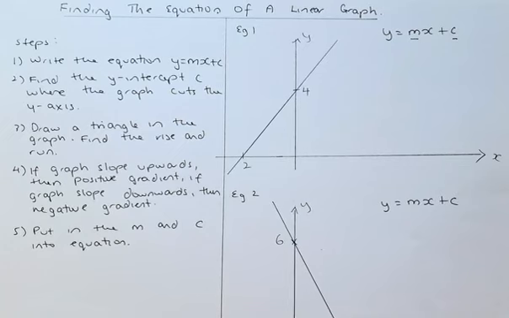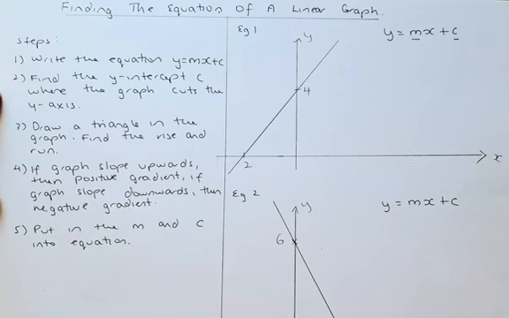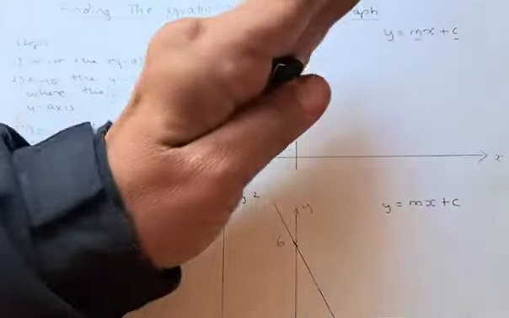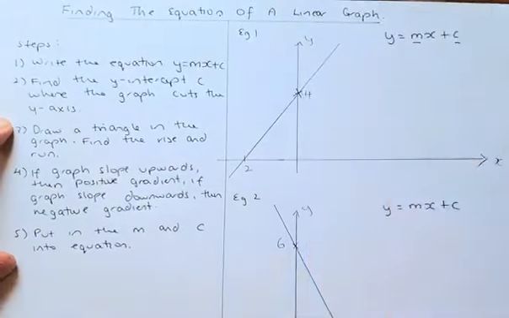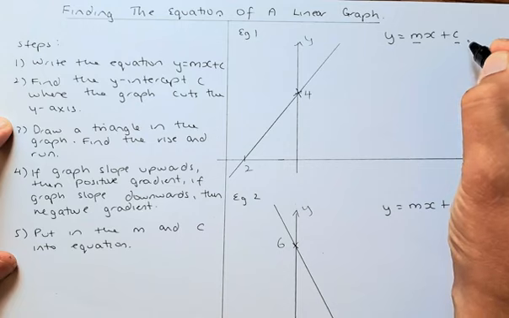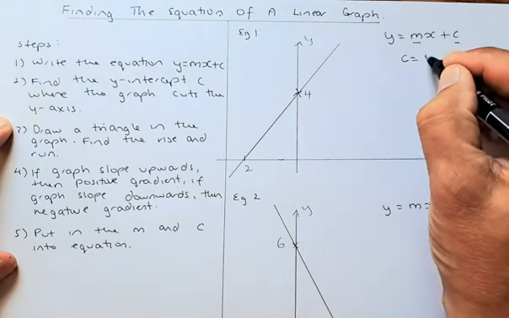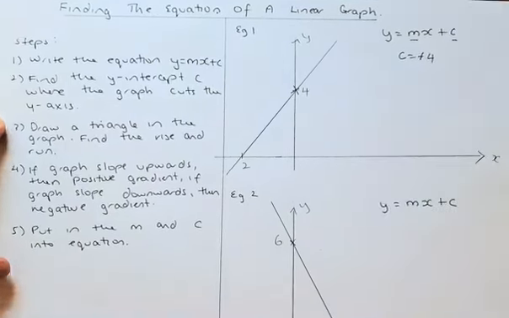So step 2: you find the y-intercept, where the graph cuts the y-axis. This is the graph and it cuts the y-axis at 4. Can you see that? It cuts at 4. So immediately your c is equal to plus 4. Very simple as that.